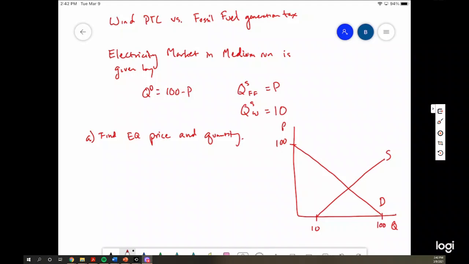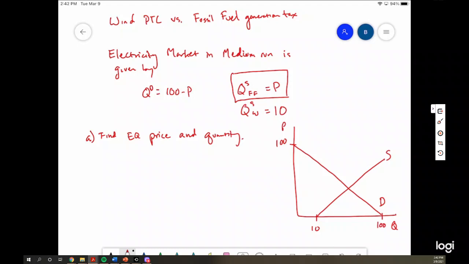In this example, we're going to evaluate the effects of a wind production tax credit versus a fossil fuel generation tax. How do they work in the market? So let's start with a basic electricity market in the medium run, where quantity demanded is 100 minus P. The quantity supplied by the fossil fuel producers is just P, so that's their supply function. And then the quantity supplied by the wind producer is 10. It's a fixed supply. So find the equilibrium price and quantity in this market.